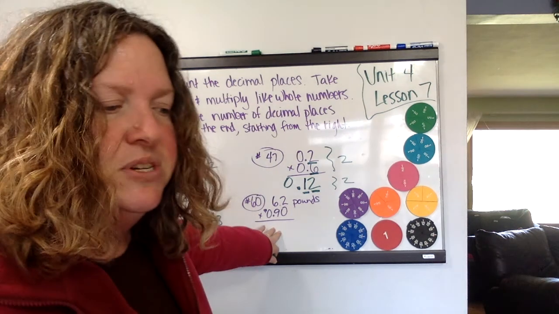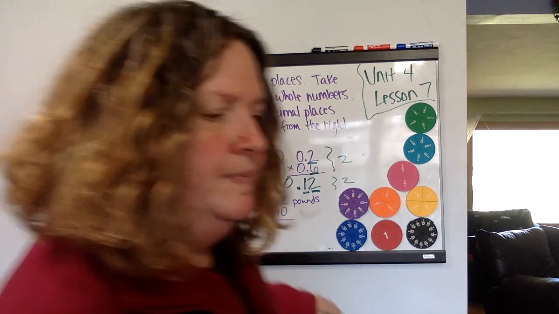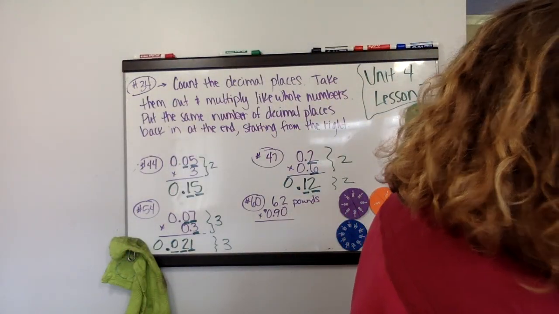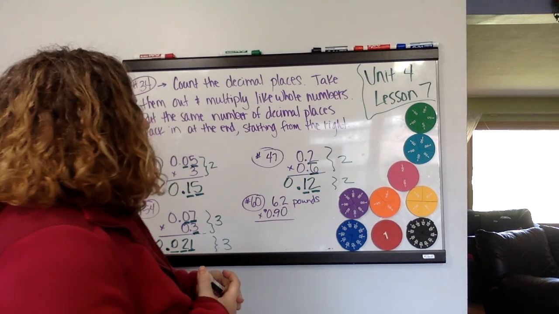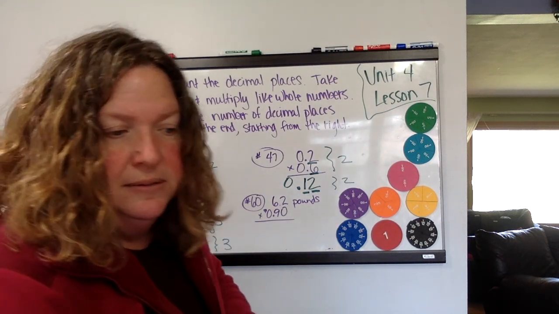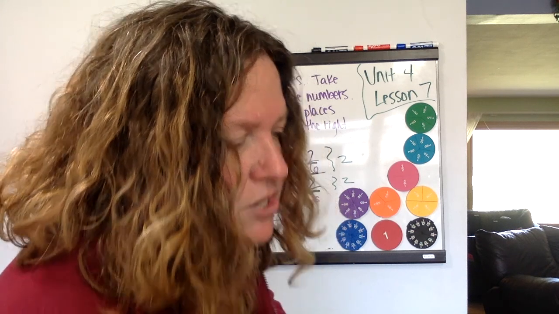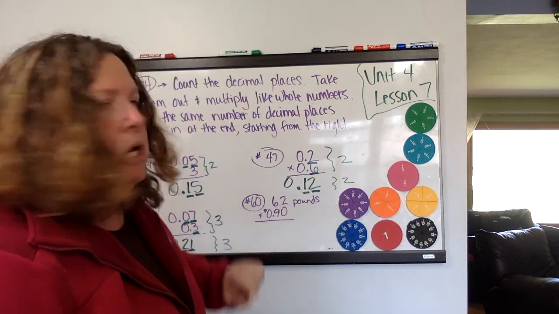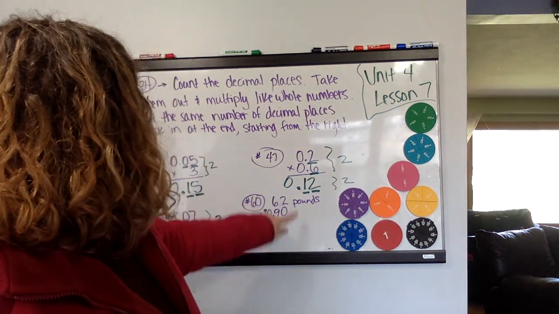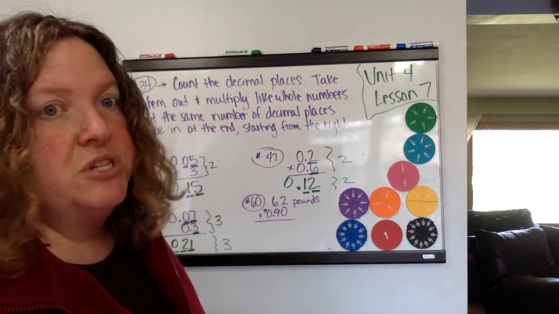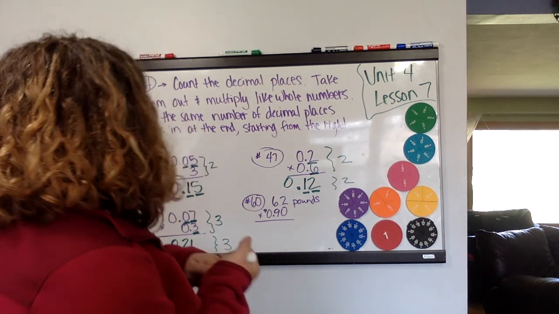Let's take a look at number 60. 60 is a word problem, and it says, Benjamin bought 6 and 2/10 pounds of rice when he went to the store. It cost 90 cents per pound, which means every pound costs 90 cents. How are we going to solve this problem? We're going to solve it just like we have been.